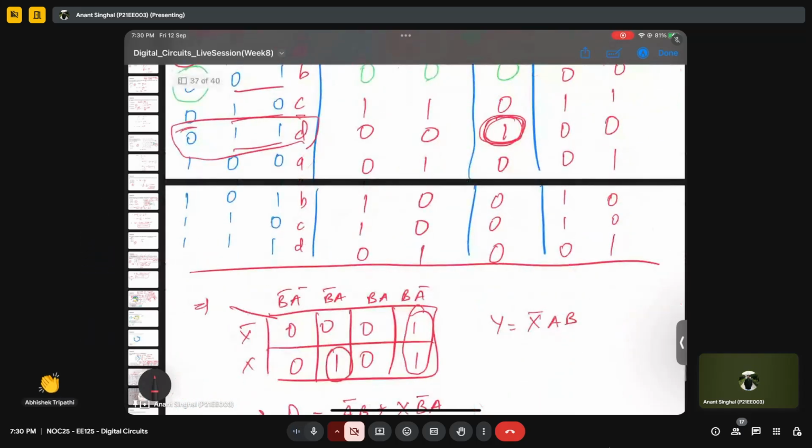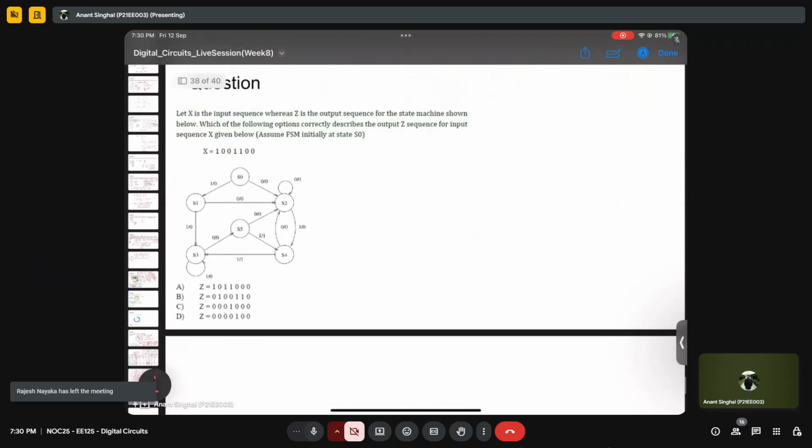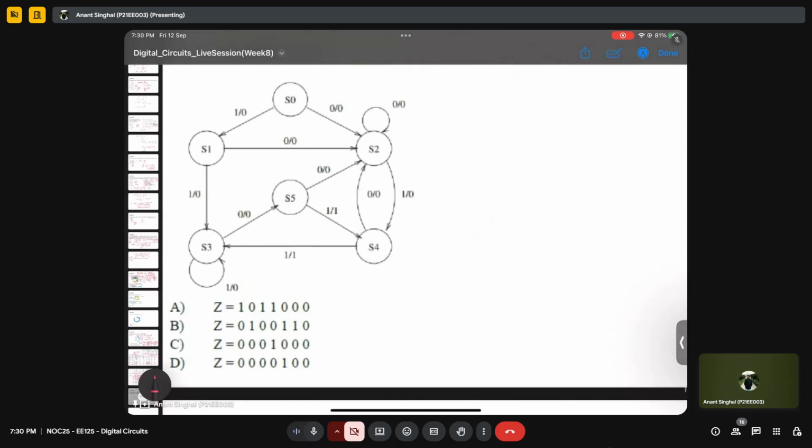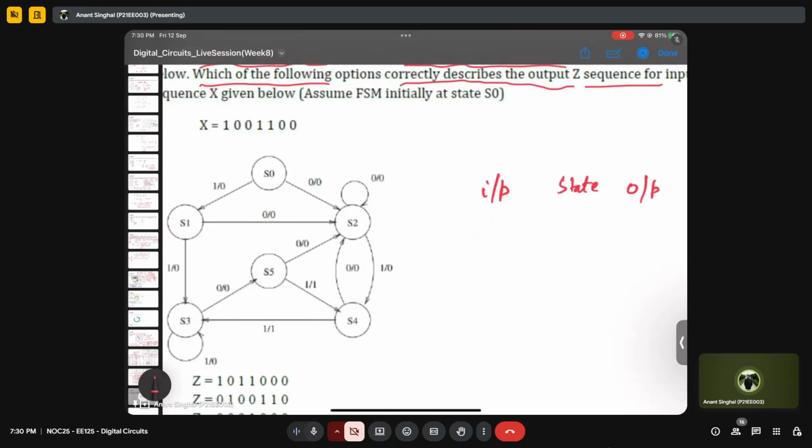Yeah, I think we can move ahead quickly. Okay, so we have again the X as the input sequence and Z as the output sequence shown below. Which of the following options correctly describes the output sequence? Okay, yeah, this is again a very similar question. So we just need to make the table and we'll be able to do that. So this is a Mealy machine because the input and output are written outside. So what I can make is input, let's say the state, the output.